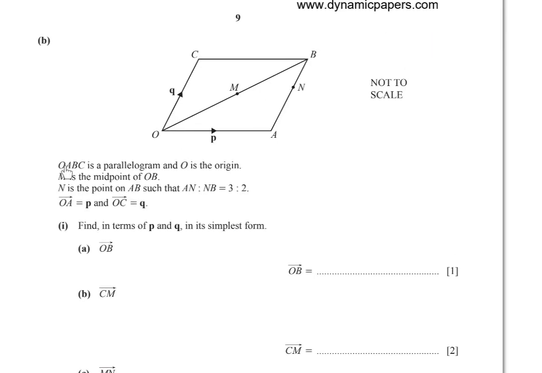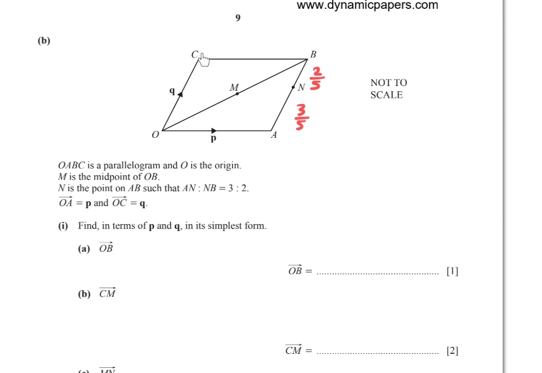B. OABC is a parallelogram and O is the origin. M is the midpoint of OB. N is the point on AB such that AN to NB is 3 to 2. OA is B, OC equals Q. First, AN to NB is 3 to 2. So we can write this 3 and this 2. We have 5 in all, so this 3 over 5 and this 2 over 5.